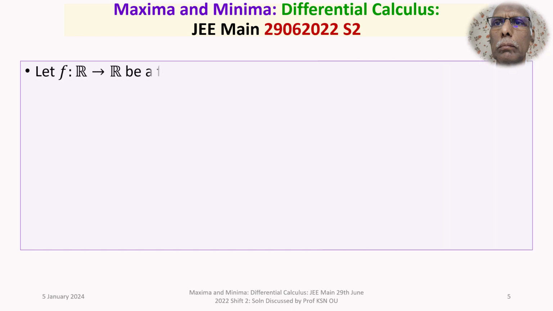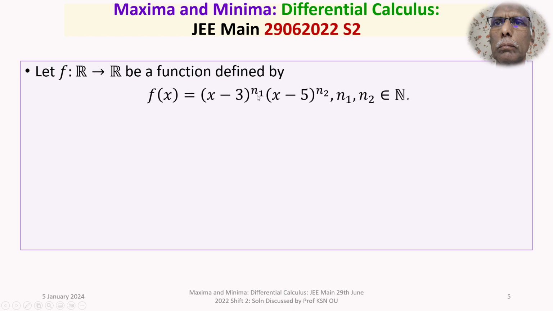The given question is: let f be a function from the set of real numbers into itself, defined by f of x is equal to (x minus 3) to the power of n1 into (x minus 5) to the power of n2, where n1, n2 belong to the set of natural numbers. Then which of the following is not true? So we have to identify that option which is not true.